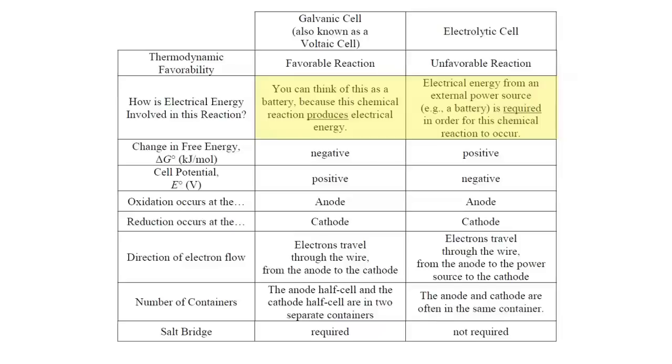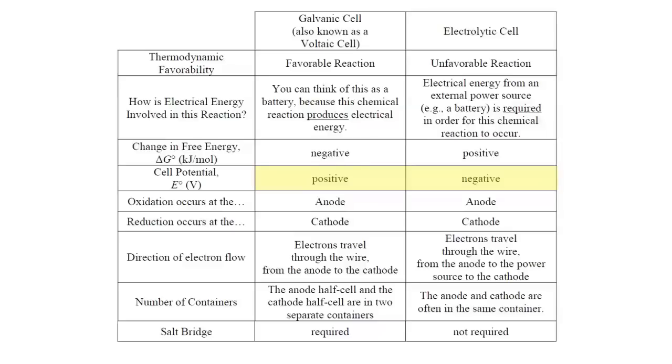With respect to the change in free energy, or delta G, for the chemical reaction, in a galvanic cell, because it is a thermodynamically favorable reaction, the sign of delta G is negative. And with an electrolytic cell, because it is a thermodynamically unfavorable reaction, the sign of delta G is positive. And then something we'll talk about more in this video is called cell potential, which has the abbreviation capital E, or the voltage.